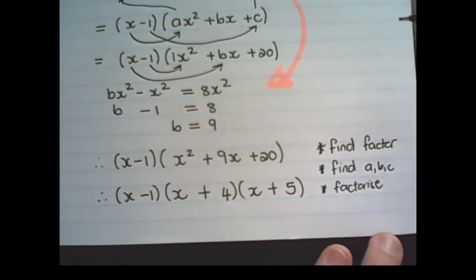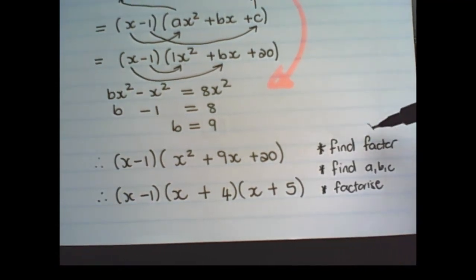So in short, the 3 steps that we took is we found a factor by substituting. Then we found the values of a, b, and c in the second bracket, and we factorized the second bracket. And that's the steps that you use to factorize a cubic polynomial.